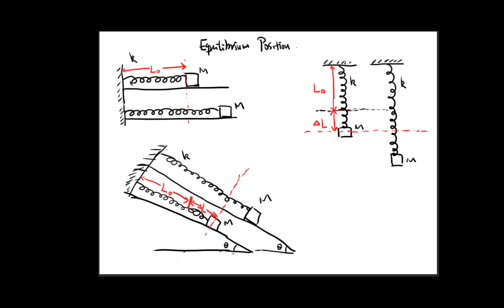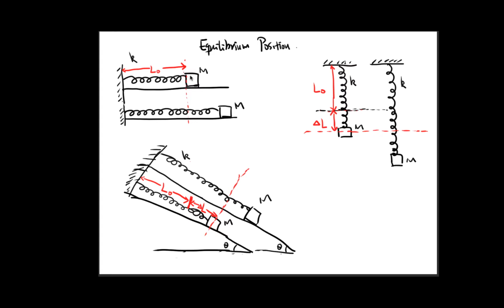There's a horizontal spring and it's doing oscillation on a smooth surface. The original length of the spring is L0, and it also has a spring constant k. The mass doing oscillation has mass m. And here is the original length L0.